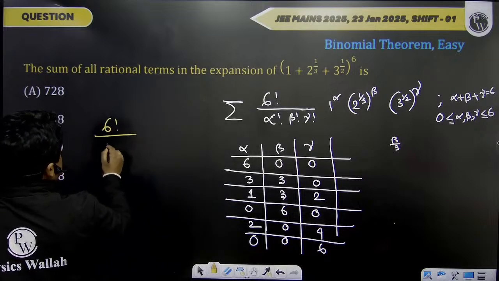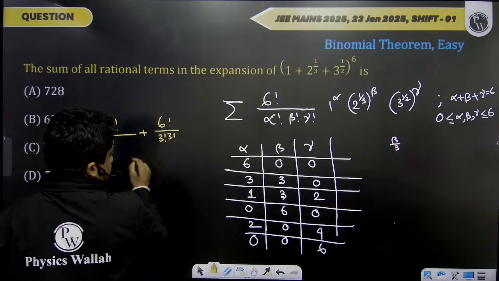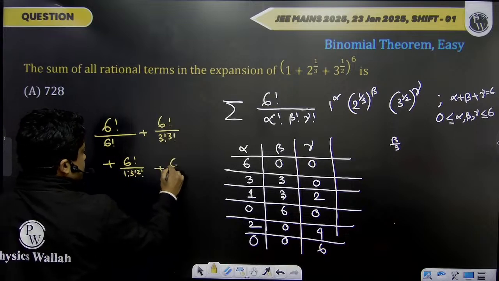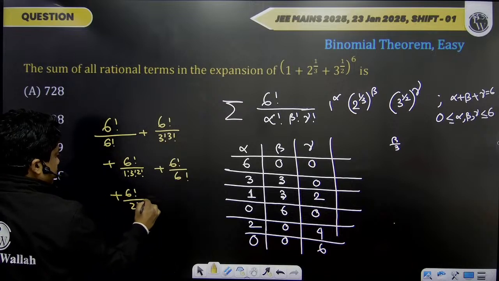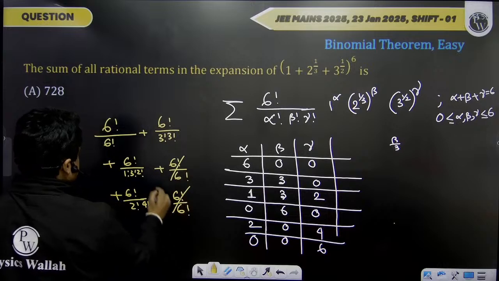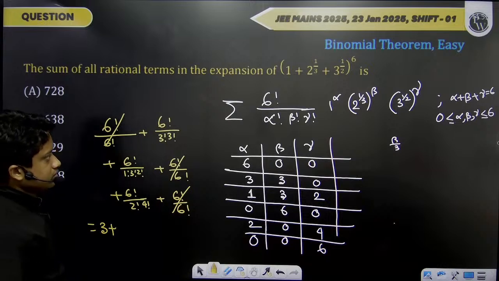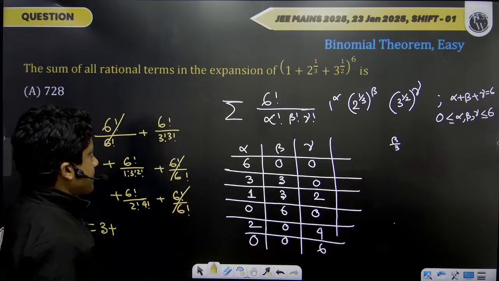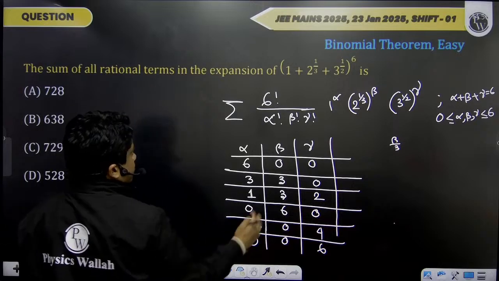6 factorial upon 6 factorial plus 6 factorial upon 3 factorial 3 factorial plus 6 factorial upon 1 factorial 3 factorial 2 factorial plus 6 factorial upon 6 factorial plus 6 factorial upon 2 factorial 4 factorial plus 6 factorial upon 6 factorial. So these are the 6 cases. All right, so we have to add these also. We have to multiply all these possible cases.